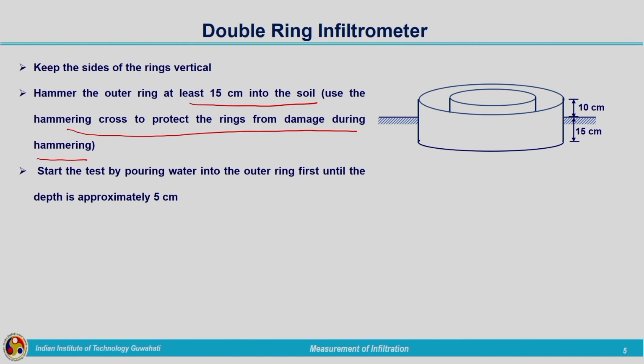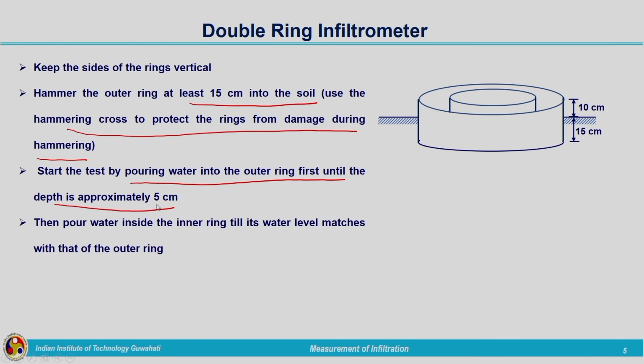After that, we start the test by pouring water into the outer ring first until the depth is approximately 5 centimeter. Initial filling is done with the outer ring, and once the outer ring is filled up to 5 to 8 centimeters, we pour water inside the inner ring till the water level matches with that of the outer ring.